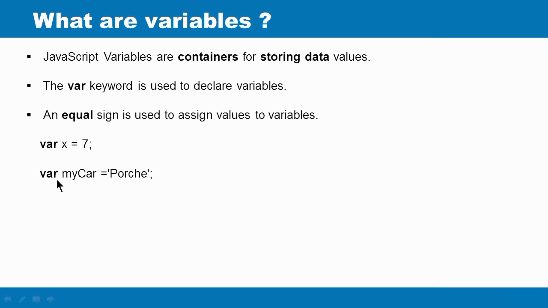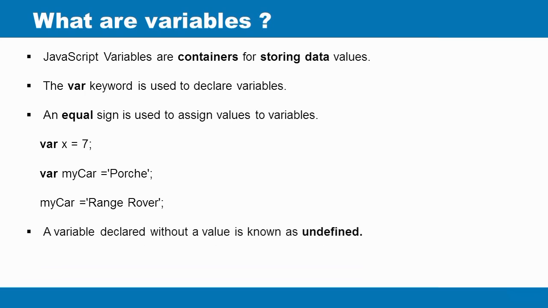For example, here I've already defined a variable called my car. If I wanted to change the value from Porsche, for example, to a Range Rover, all I need to do is call the variable by name and assign it a different value. So that way I've already changed the value. Once you've declared the variable, you can change the value. A variable that is declared without a value is known as undefined.